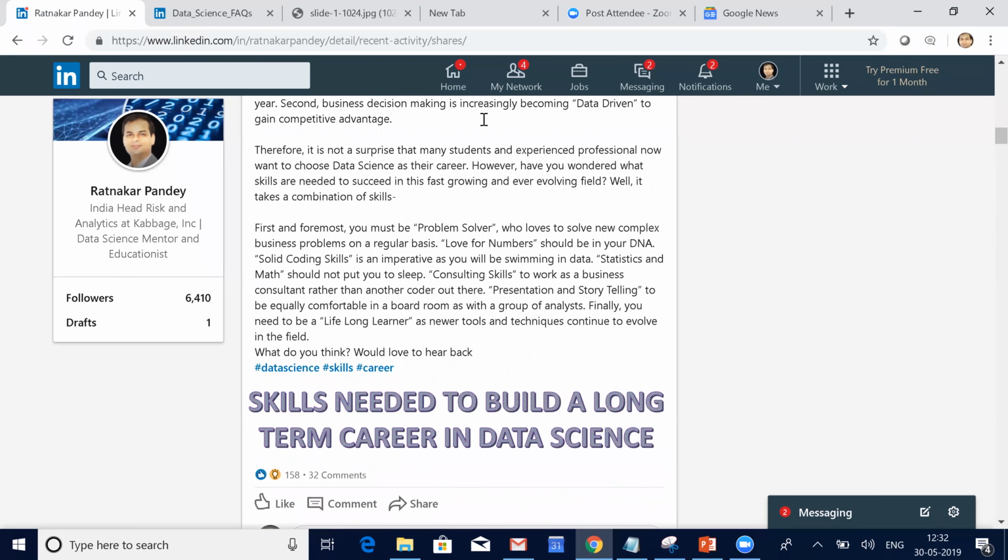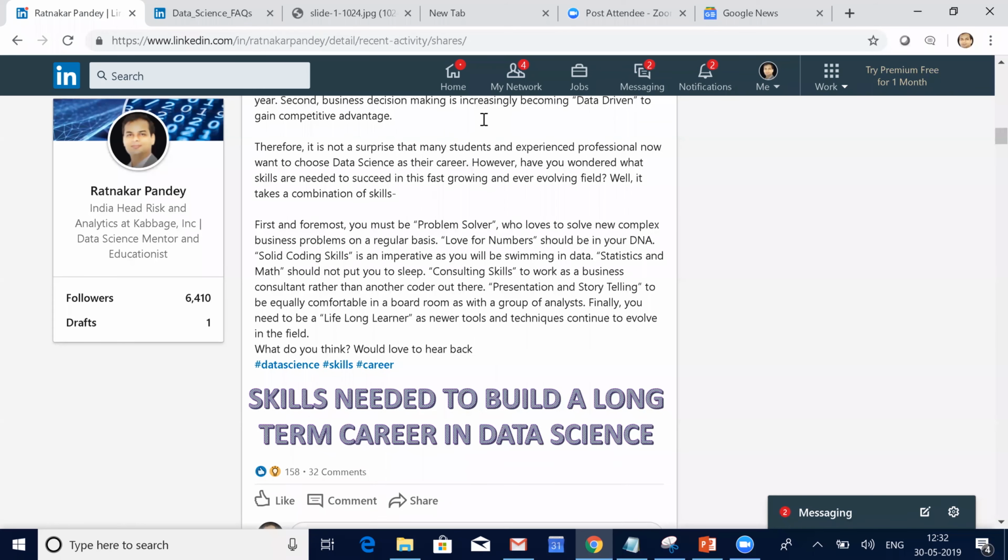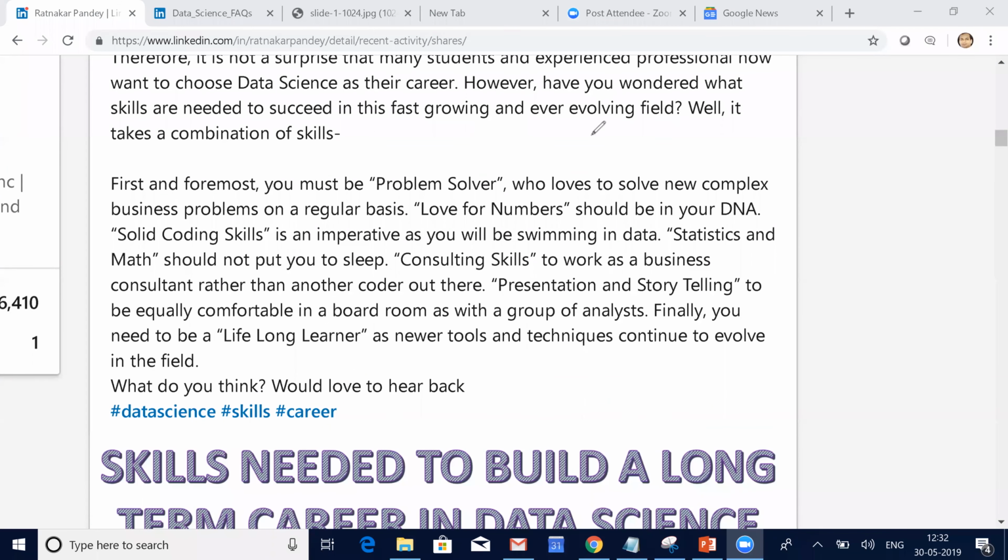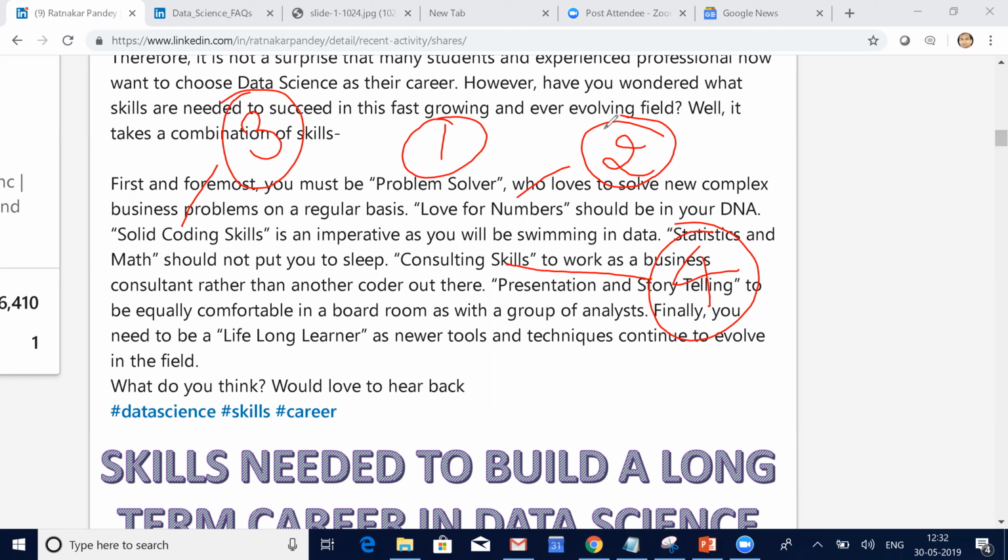So the first thing, as I mentioned earlier in my discussion, is that you need to be a problem solver, right? You like to solve problems. You should not be somebody who does not like to work with numbers. I mean, that is what is required. Coding skills is another area that you should be focusing on. Consulting skills, so you should not be just a coder, right? That I can do very good programming in C++ and Java. You can be a business consultant, right? And you can be equally comfortable in a boardroom presenting ideas as you are working with a group of analysts, right? And lifelong learner, as we talked about this. Sorry, the fifth area is the presentation and storytelling skills, and the lifelong learner, right?